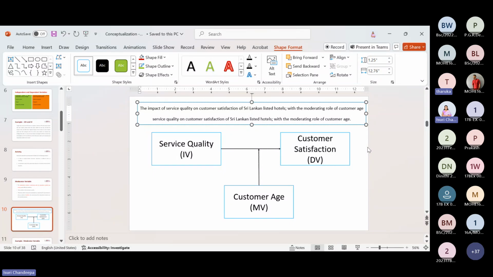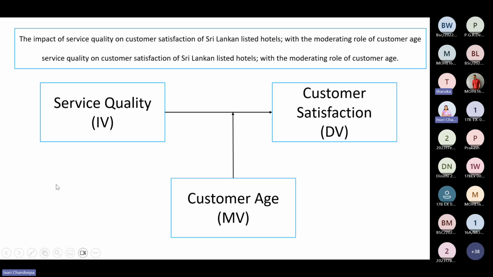If you have the moderator for your research, you can include the main two questions. The first one, based on the given example, right? So this is the topic, right? If you include the moderating variable, you may have the chance to develop the research topic like this, right?